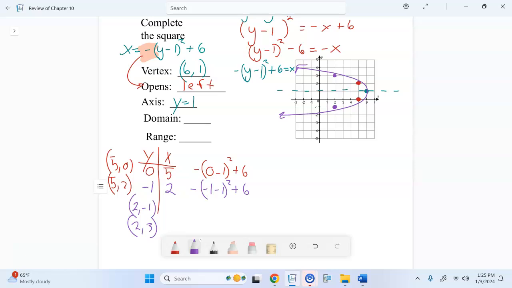That's enough points. Now, considering that our parabola opens to the left, what's the lowest value in our domain? And it goes all the way to what? All the way to 6. So our domain is negative infinity. And then what about our range? What's the lowest y value? Keeps going. What's our highest y value? Infinity.